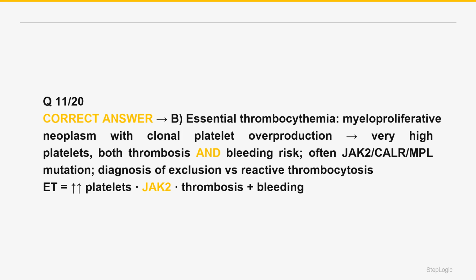One must rule out reactive thrombocytosis from iron deficiency, infection or inflammation, malignancy, post-splenectomy, and other myeloproliferative disorders or CML. Management for high-risk patients includes hydroxyurea and aspirin. The clonal megakaryocyte or platelet overproduction with JAK2 and thrombosis plus bleeding is essential thrombocythemia.